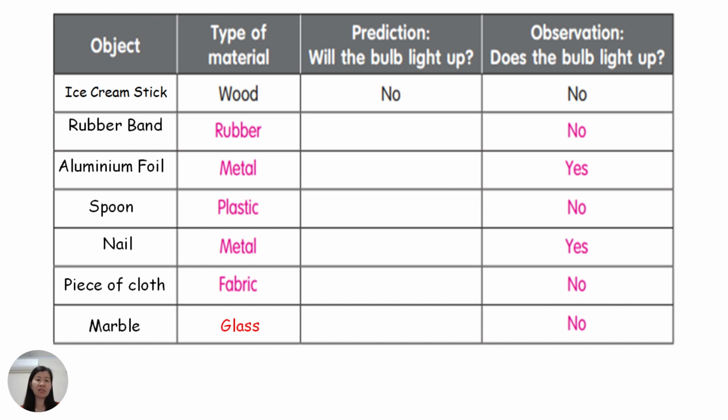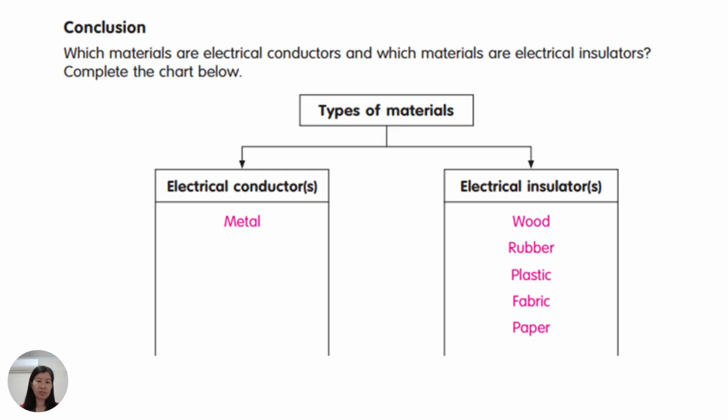And we also see that for aluminum foil and nail, both of them are made of metal. So in other words, all metals are electrical conductors, and all non-metals are electrical insulators.